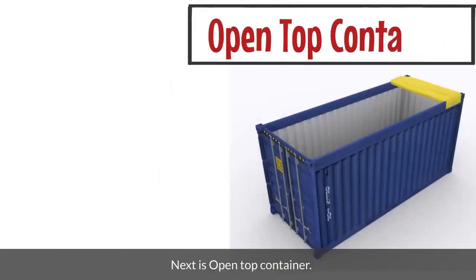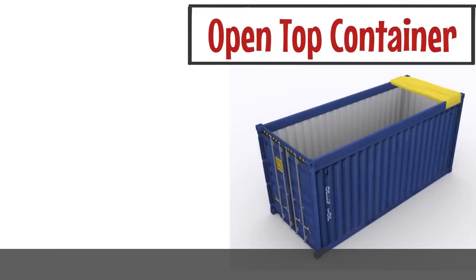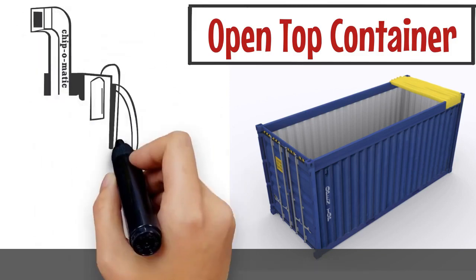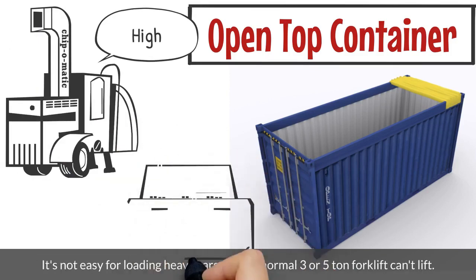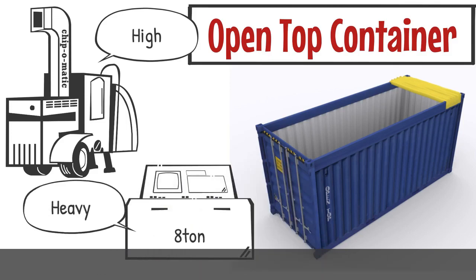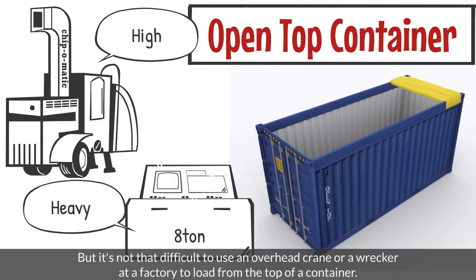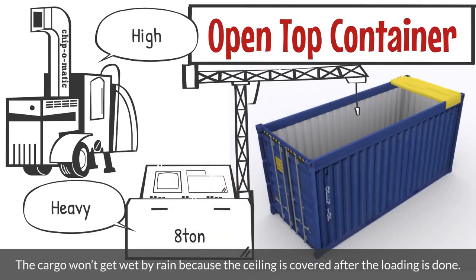Next is open top container. Open top container is like a dry container without a ceiling. Since there is no ceiling, it is used for tall cargoes. Open tops are also sometimes used to put heavy cargo into a container from the top. It's not easy to load heavy cargo that a normal 3 or 5 ton forklift can't lift. But it's not that difficult to use an overhead crane or wrecker at a factory to load from the top of a container. The cargo won't get wet by rain because the ceiling is covered after the loading is done.